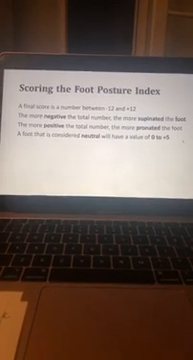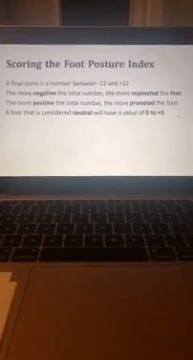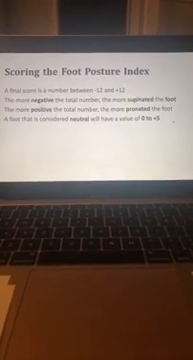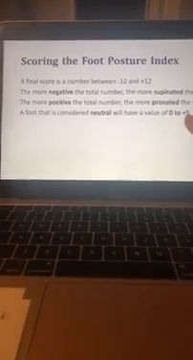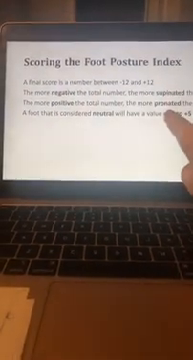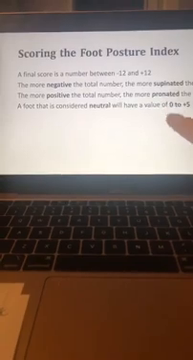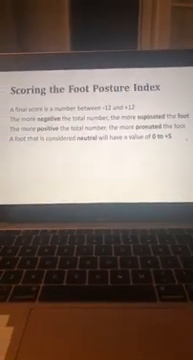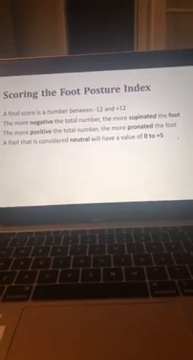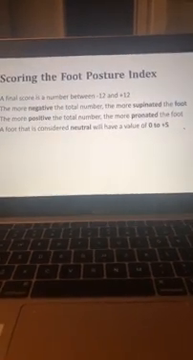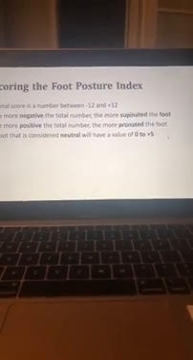What's interesting that I want to point out, which is why I'm showing you the numbers, is what's considered neutral according to the foot posture index is a score of 0 to a +5. So do you notice the positive? So the +5, positive means pronation, which means that there is a normal amount of pronation in the foot. So a normal, neutral foot is actually slightly pronated. How about that? So that is something super, super important to understand when it comes to the foot.